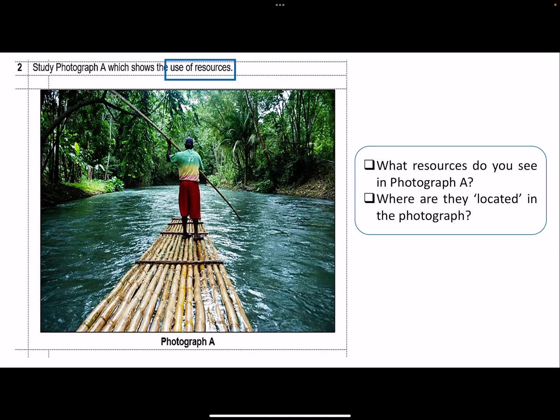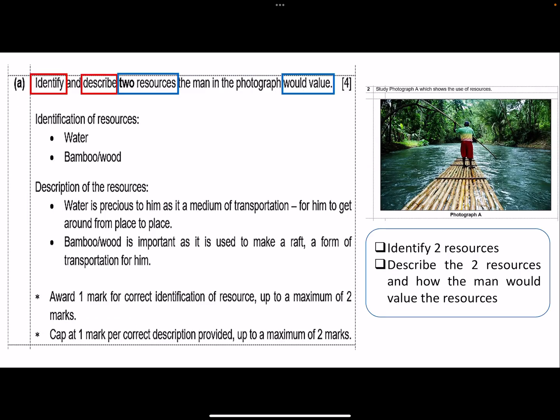Moving on, this is the second type of stimulus that we've gone through in class and in your textbooks as well. This is a photograph stimulus. This photograph shows us the use of resources. There's a gentleman on a raft who is using the resource. What are the resources that we see in this photograph? Where are they located? In the background, you can see forest areas and trees, which in turn provide wood. In the foreground, you can see the river itself, the large body of water. What are the functions of these things? Keep this in mind; this is processing the photo itself before you look at the questions.